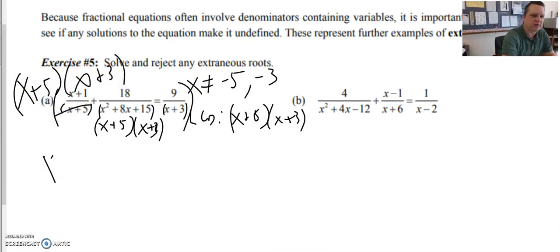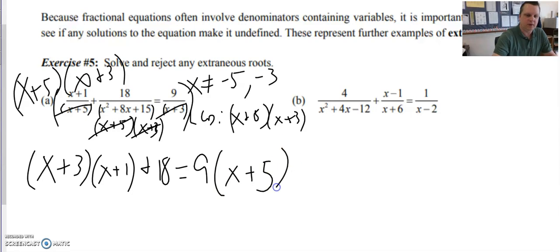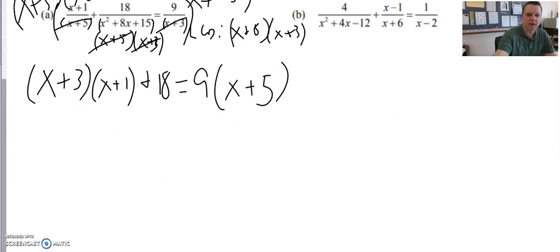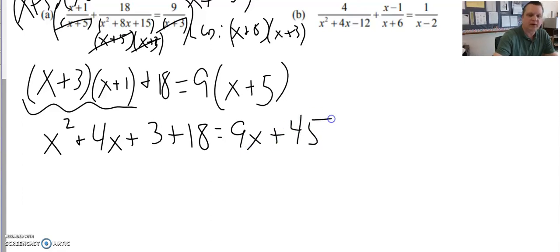So the x plus 5 cancels. I have an x plus 3 times x plus 1 plus 18. Oh, that's it. They all cancel. See that? X plus 5, x plus 3 gone. Equals 9. X plus 3 cancels. X plus 5. Okay, so that's what I have when I go ahead and cancel. So everything's been canceled. Now we have to combine those two binomials. So x squared plus 4x plus 3 plus 18 equals 9x plus 45.